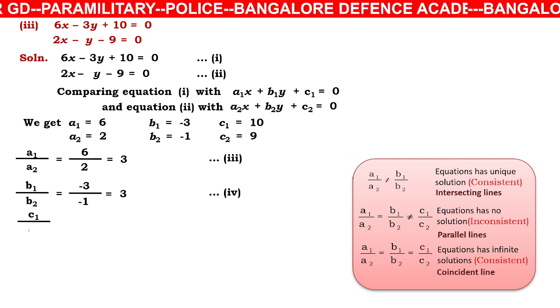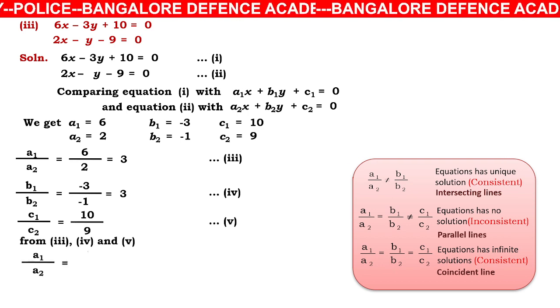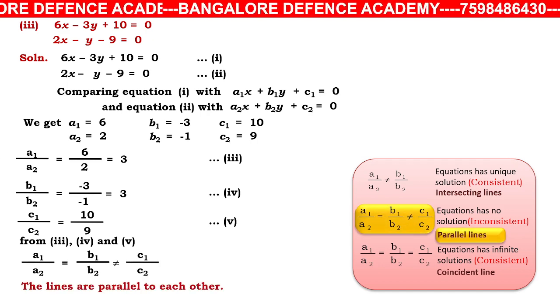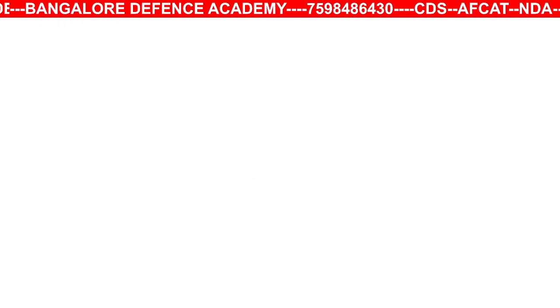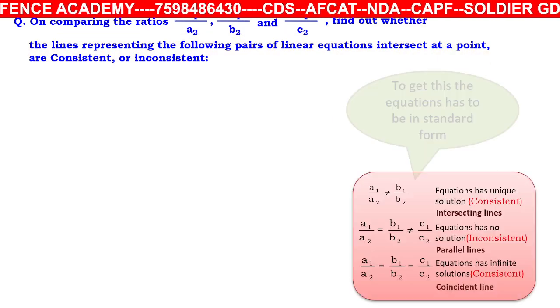So now of the three ratios, only the first two ratios are equal, but the third ratio is not equal. So what does it mean? Condition number 2 is satisfied. So these two lines are parallel to each other. Okay, so these two lines are parallel to each other. Fine, moving ahead. Once again, we have to do the same kind of question here.